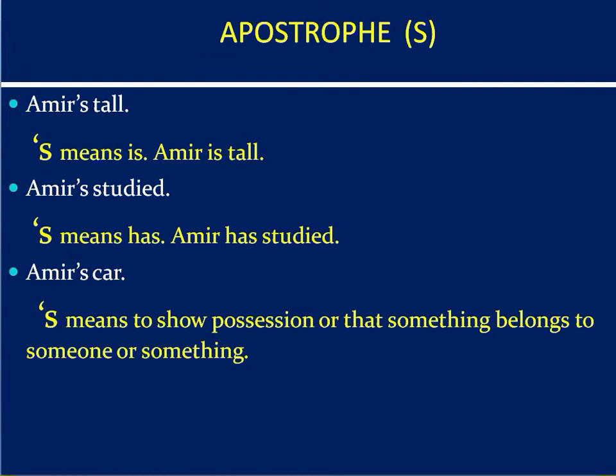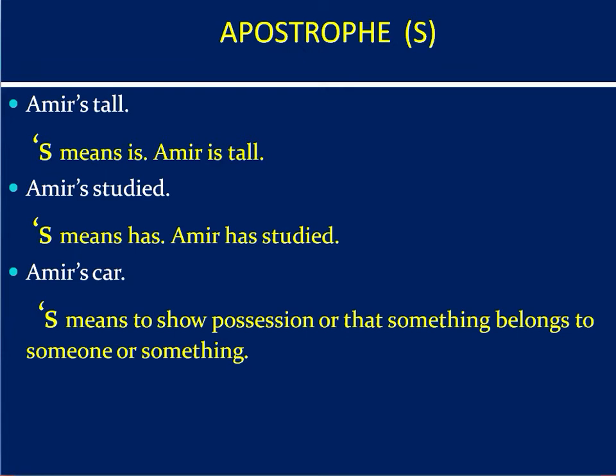Children, a possessive noun is always shown or written with the apostrophe S. But here are three different ways we use apostrophe S. Apostrophe S is not only used for possessive nouns, it is used in different ways and for different reasons. For example, here are three sentences: Amir's tall, Amir's studied, and Amir's car.